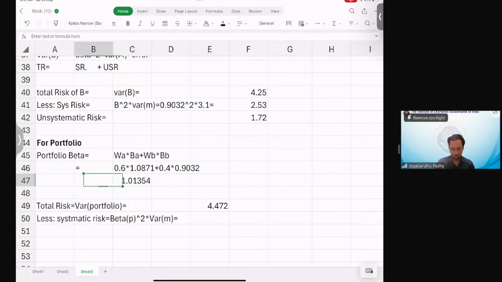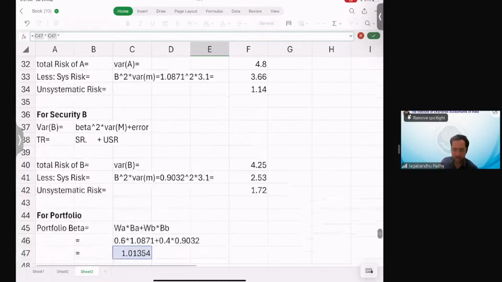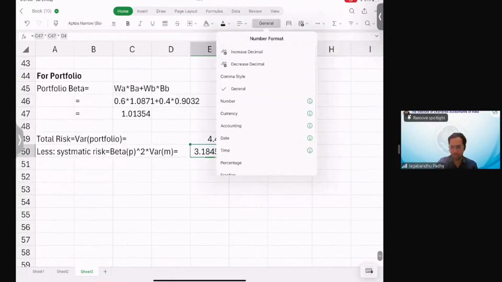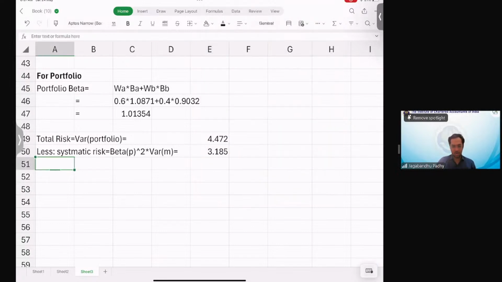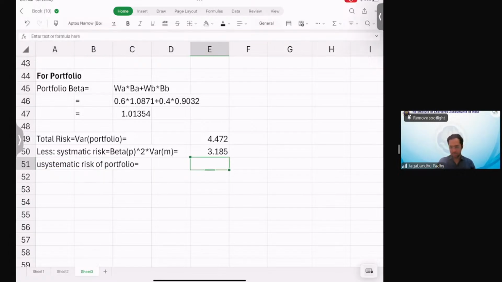That's your portfolio beta. Now we're going to subtract the systematic risk, or beta of portfolio square into variance of market, which is 1.01354 square into variance of market. The variance of market was anyways 3.1. That's your systematic risk portion. And the remaining portion will give you unsystematic risk of portfolio. The unsystematic risk of portfolio is just the difference.